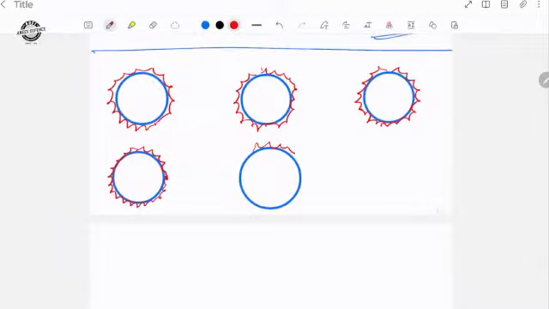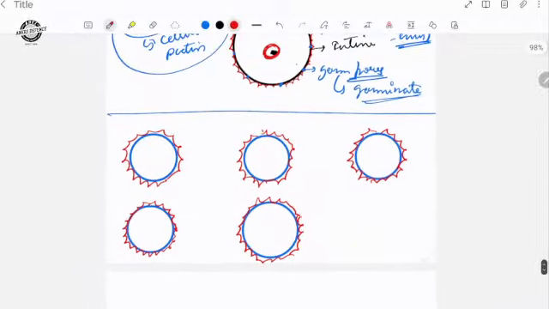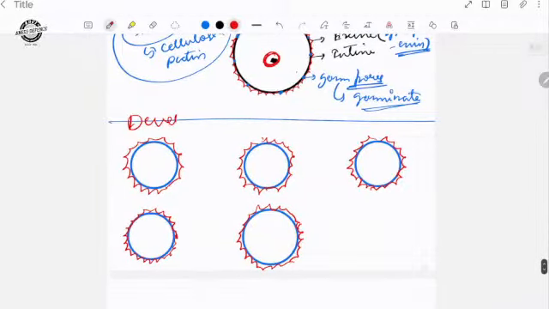Understood? These are exines. These are the layers through which development of male gamete is going to happen. We are looking at development of male gamete, how the male gamete is going to be formed, meaning how pollen grains are going to be formed.